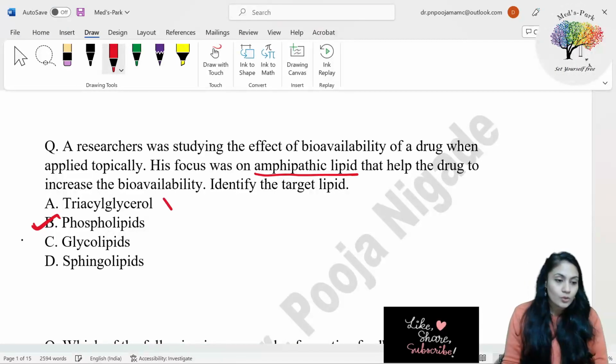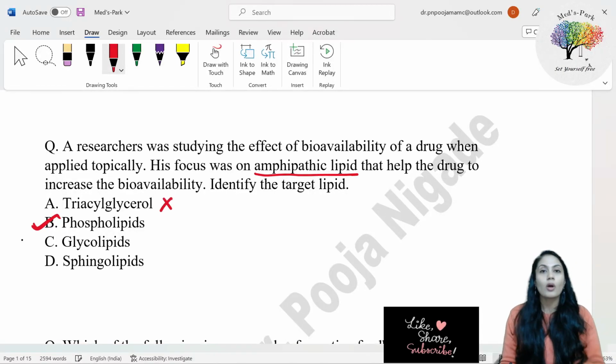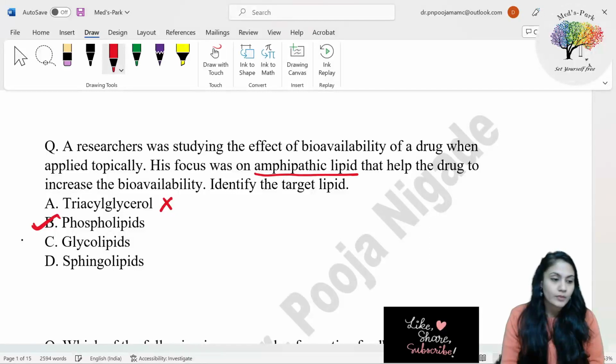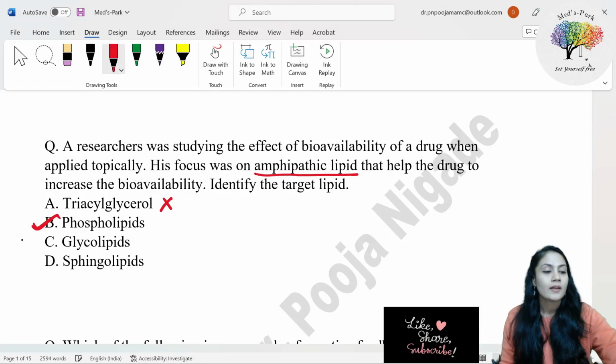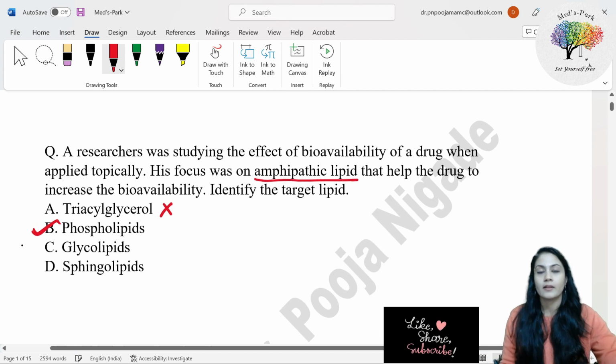that is nothing but phospholipid. I just told you that we never talk about triglycerol or triglyceride in the cell membrane. Why? Because it is never present there. Okay, glycolipids and sphingolipids, they are there, but understand that they don't have the amphipathic property.